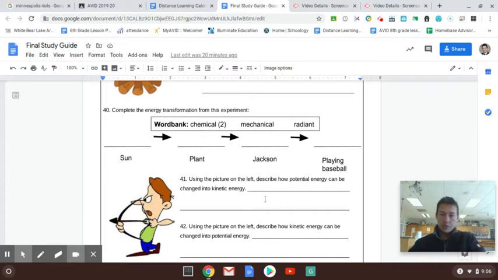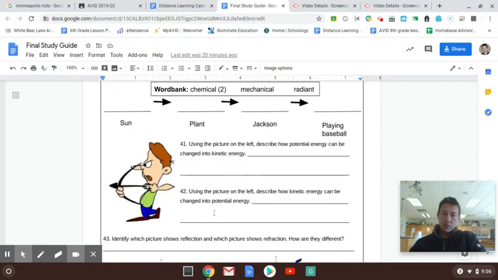41. Using the picture on the left, describe how potential energy can be changed into kinetic energy. That's this picture here. Potential energy is when that person has the bow drawn back. How can you change it into kinetic energy or moving energy? Let it go. Then the string goes, and the arrow will start flying.